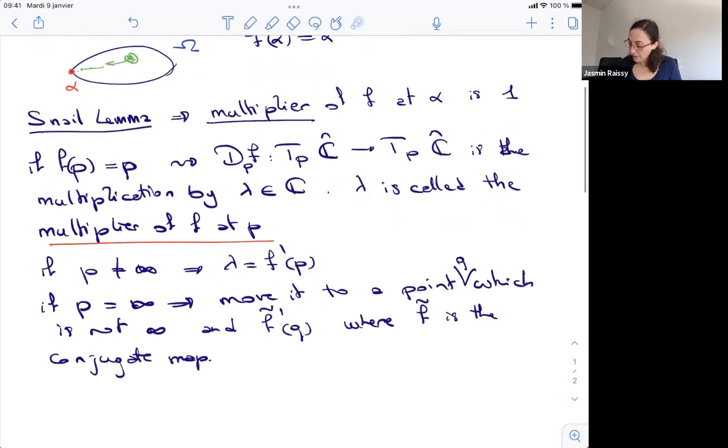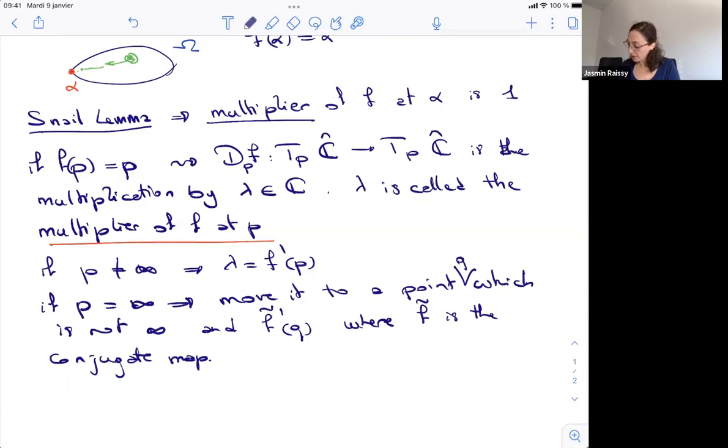And this multiplier plays an important role when you do local dynamics, but also in global dynamics, because if the multiplier has modulus less than one, then your fixed point will be living in the Fatou set. If the multiplier has modulus bigger than one, then your fixed point will be living in the Julia set, because you will have no neighborhood of the point which is sent to itself.